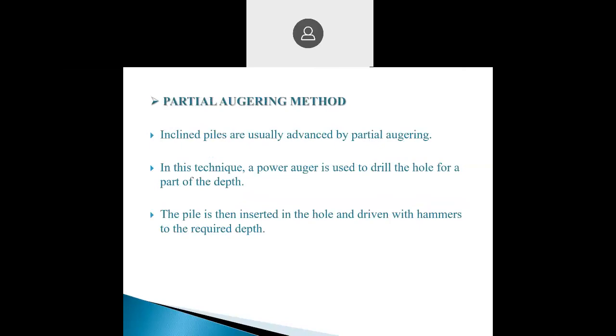Partial augering method. Inclined piles are usually advanced by partial augering. In this technique, a power auger is used to drill the hole for a part of the depth. The pile is then inserted in the hole and driven with the hammers to the required depth.